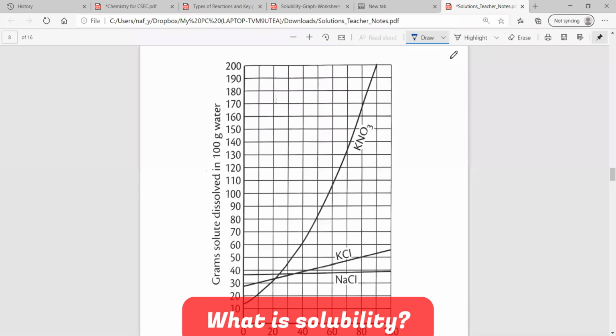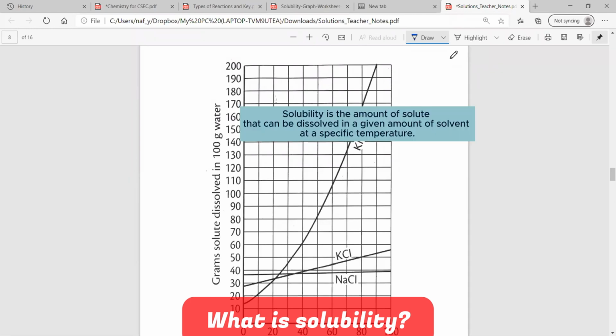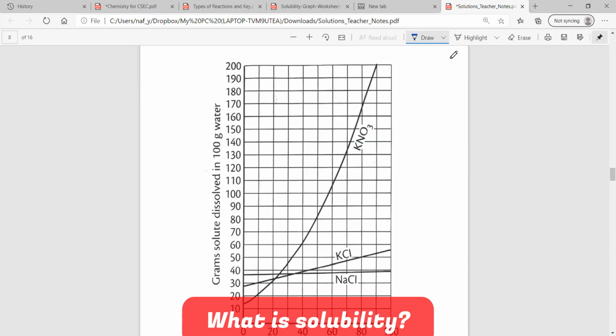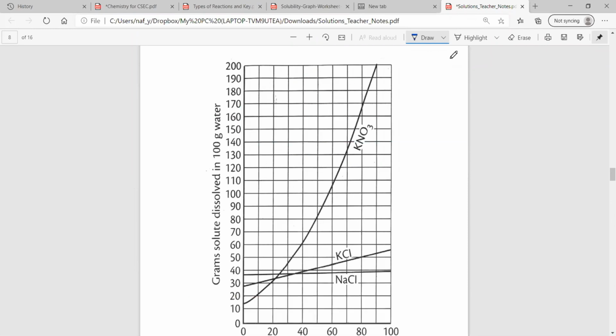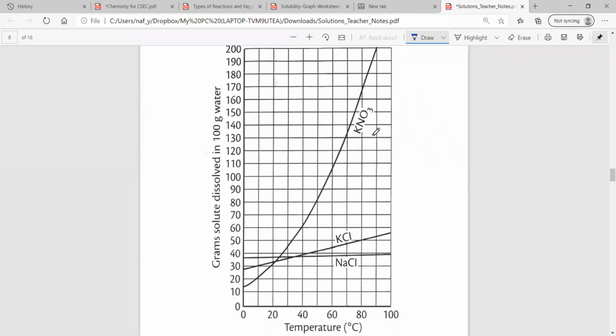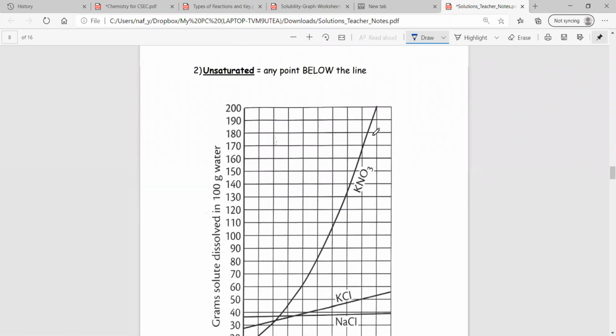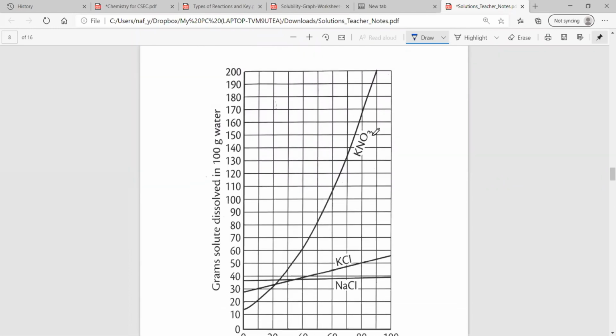Solubility is the amount of solute that can be dissolved in a given amount of solvent at a specific temperature. That's solubility. So we can actually conduct experiments to find out just how soluble a salt is in water. Now, what that experiment will generate is known as a solubility curve or graph.